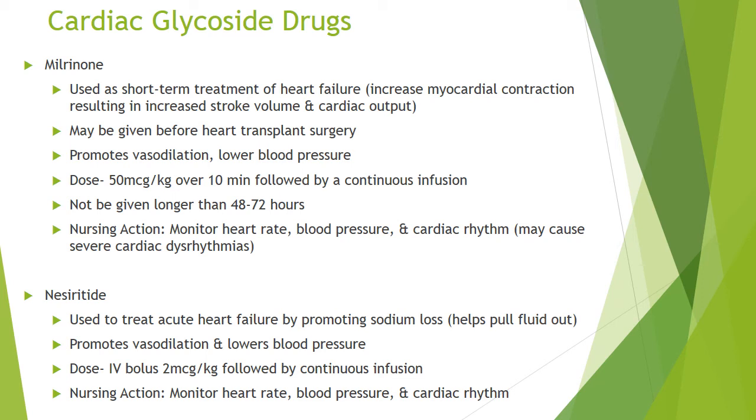Nesiritide is used to treat acute heart failure by promoting sodium loss, so it kind of helps pull fluid out. It promotes vasodilation, allowing for us to lower our blood pressure. It's given in an IV bolus of 2 mics per kilo, followed by a continuous infusion. And we want to make sure that we monitor our heart rate, our blood pressure, and our cardiac rhythm.